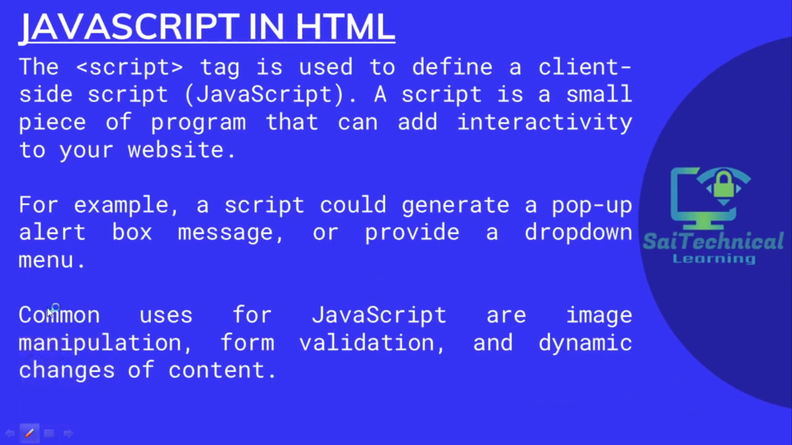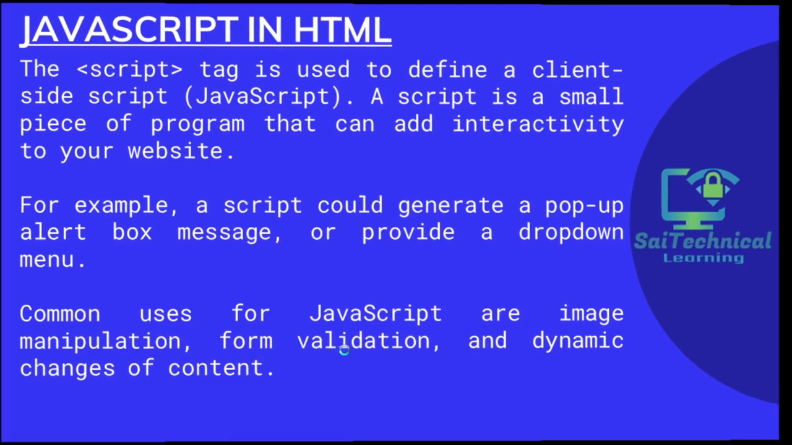The script tag is used to define client-side scripts like JavaScript. A script is a small piece of program that can add interactivity to your website. For example, a script could generate a pop-up alert box or provide a drop-down menu. The common uses of JavaScript are image manipulation, form validation, and dynamic change of contents.